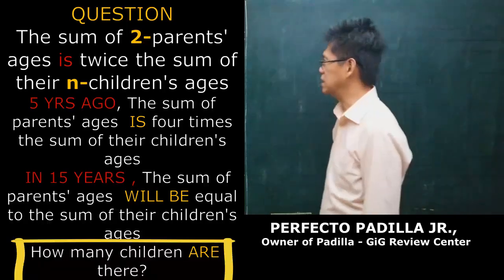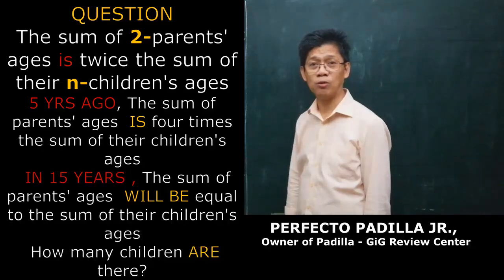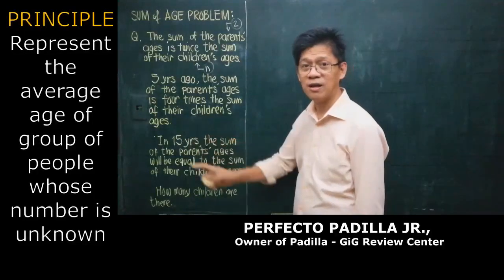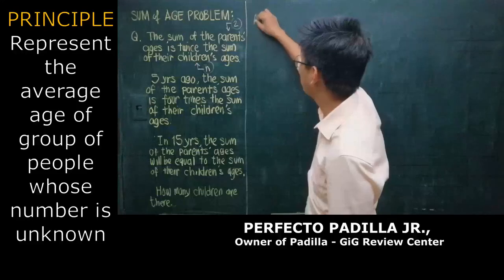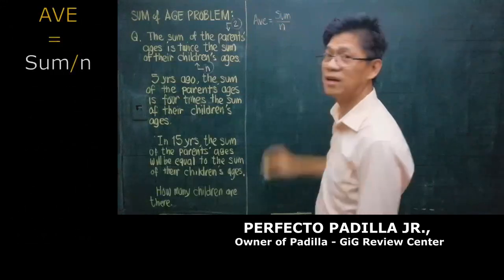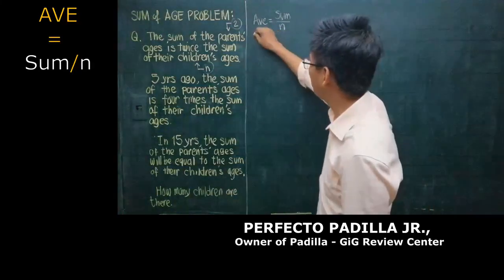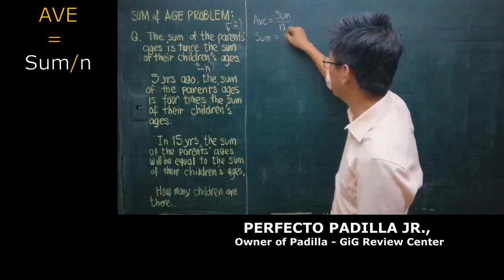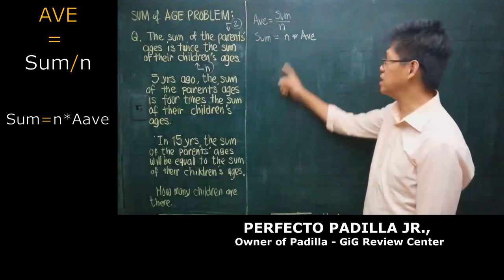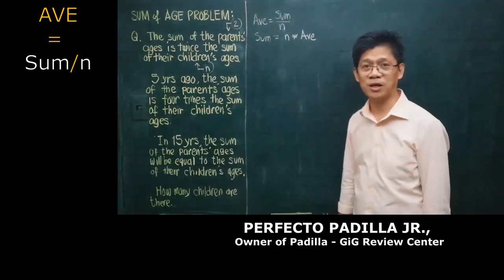Now, the technique here is this. Represent the average age of the people whose number you do not know yet. In this situation, the children. Now, talking of average, average is simply sum over n. Right? So, we say now that sum is going to be equal to n times average. If the average age is A, multiply that by the number of persons, you get the sum of ages.